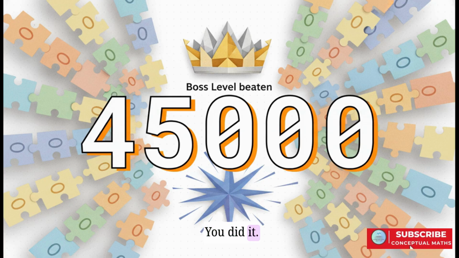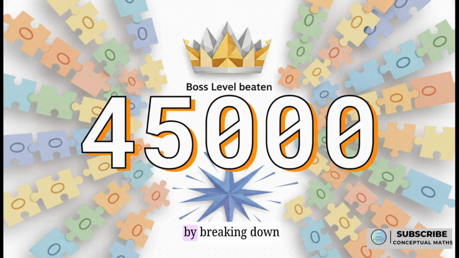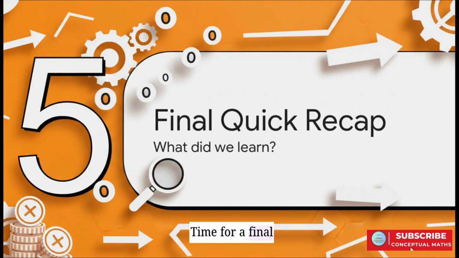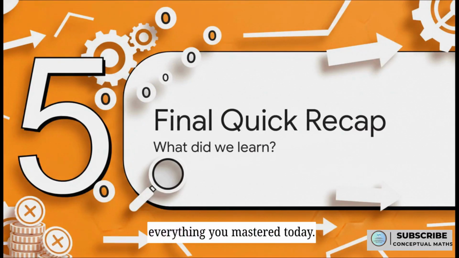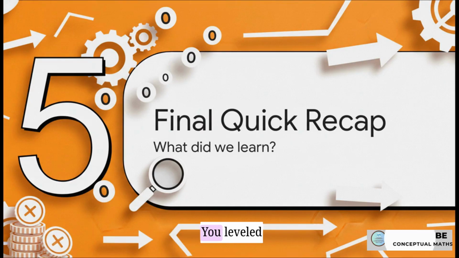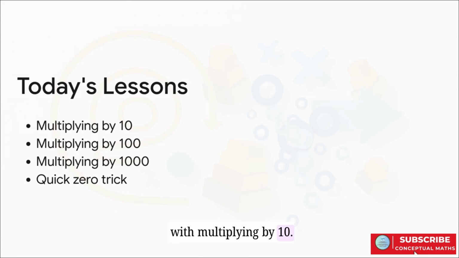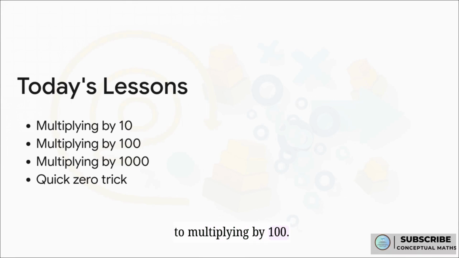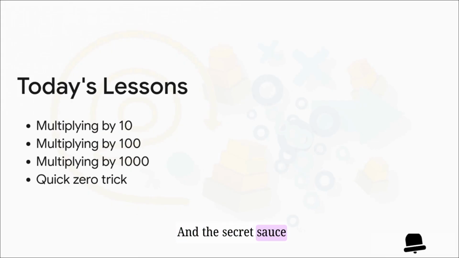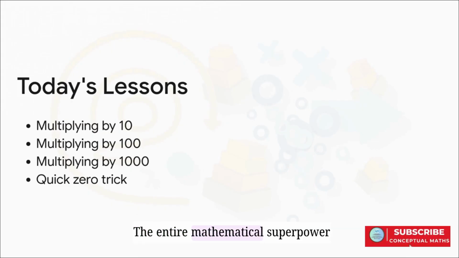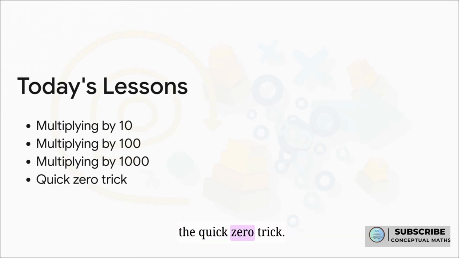No way, you did it. You successfully beat the boss level by breaking down a complex problem and applying the magic rule. Pure brilliance. Okay, time for a final quick recap to summarize everything you mastered today. You leveled up 3 distinct times. We started with multiplying by 10, we escalated to multiplying by 100, and finally, we conquered multiplying by 1,000. And the secret sauce behind all of it? The entire mathematical superpower lies in the quick zero trick.